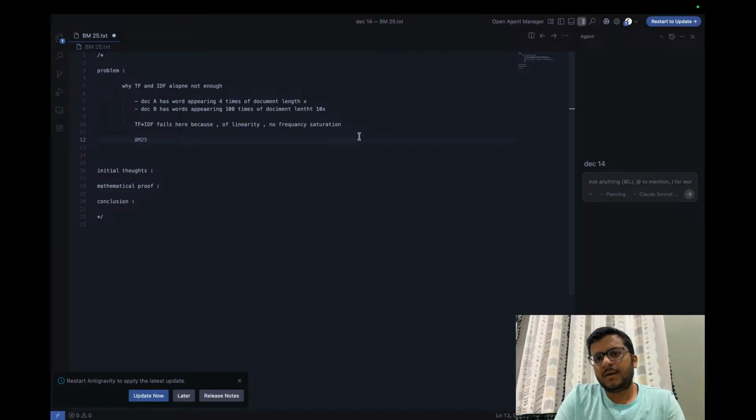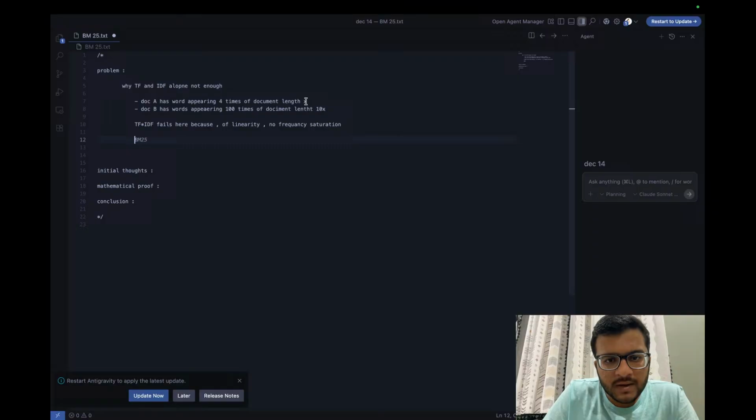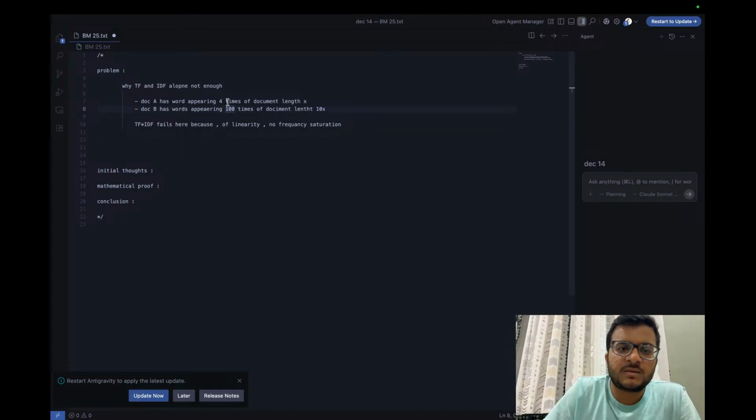But here you can ask, can I scale down the document like this? You're comparing x and 10x, and 4 and 100. If you make this x and make it 10 at the same length, a word is appearing 10 times, which was appearing four times earlier. So this is not a good thing, because intuitively it doesn't add anything for the user, and it's not a good search experience.